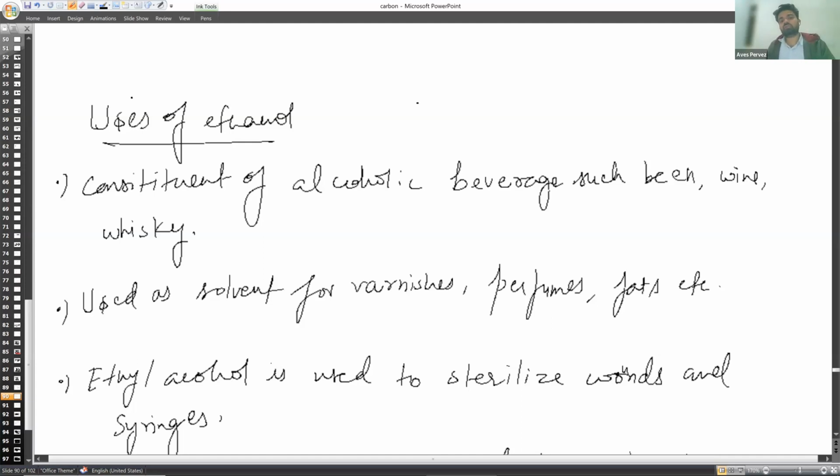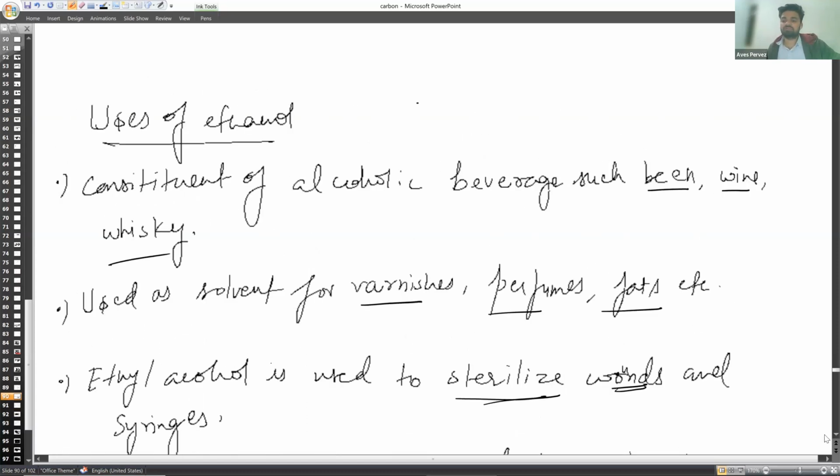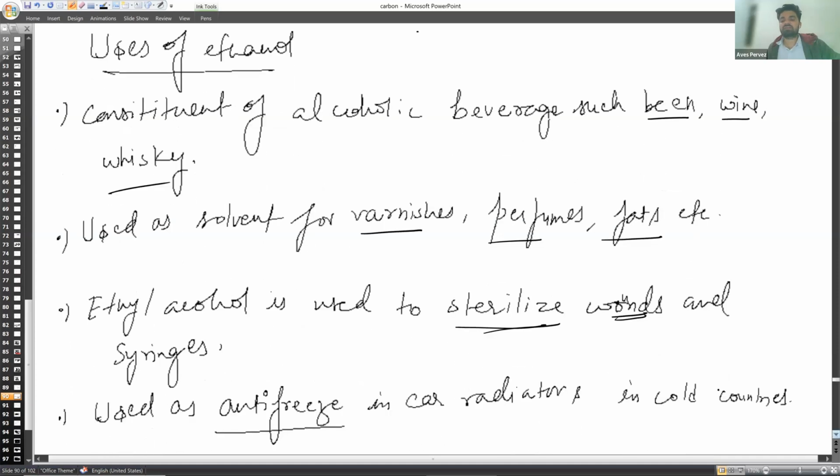So, uses of ethanol. What are the uses of ethanol? It is a constituent of beverages, which means it is used for drinking, like beer, wine, whiskey. It is used as a solvent in varnishes, perfumes, fats. Next, ethyl alcohol is used to sterilize wounds. When we get hurt, doctors clean the wounds with spirit containing ethyl alcohol.